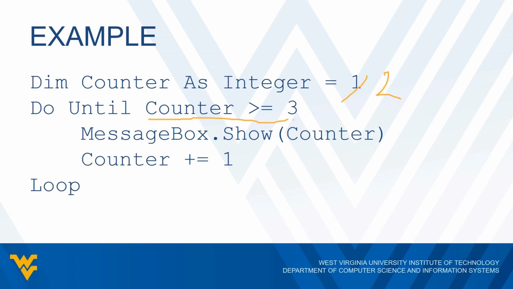So now we're going to display our counter. So we're going to display 2. And then we'll increment our counter by 1. So 2 now becomes 3. So then we check, is 3 greater than or equal to 3? This is true. So we're not going to go into the body of the loop anymore. We're going to go to the end of the loop and just resume with the rest of our program.